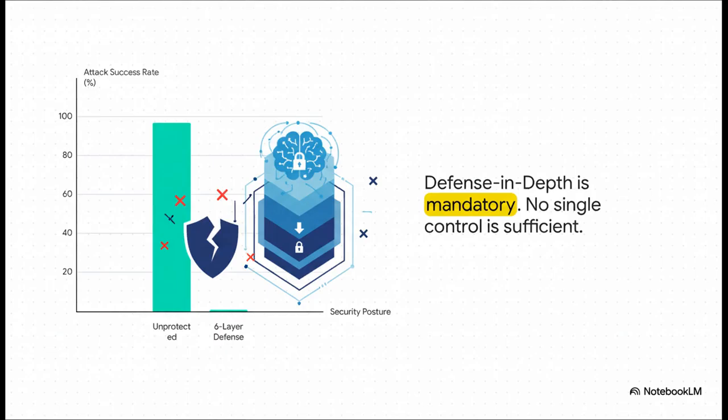And here is the payoff. Look at this chart. This is why a layered approach is so critical. On the left, you've got that terrifying 97% success rate for unprotected systems. But on the right, once you implement this full 6-layer defense, that rate plummets to less than 1%. It's a complete game changer, and it proves that no single tool is enough. You need the whole stack.